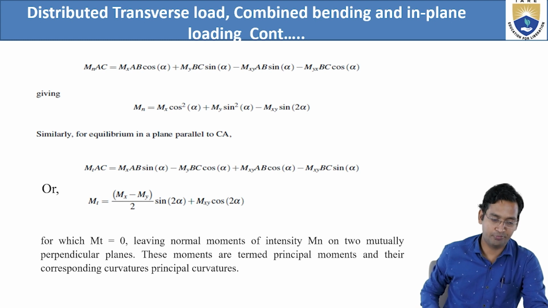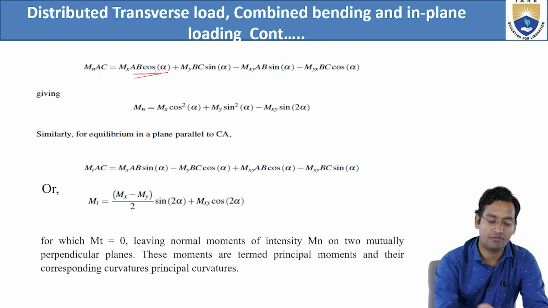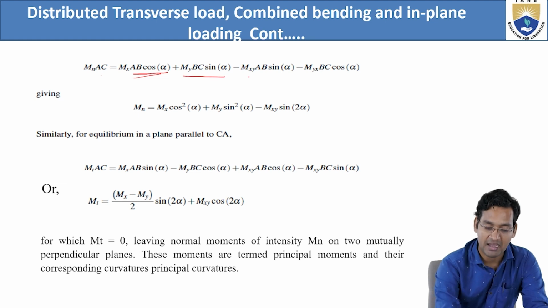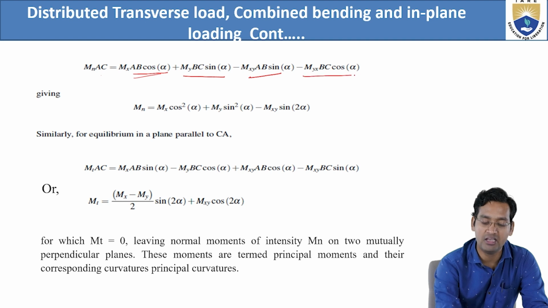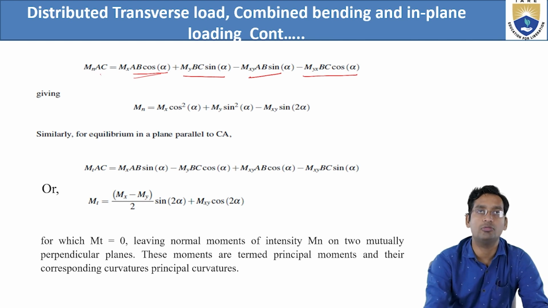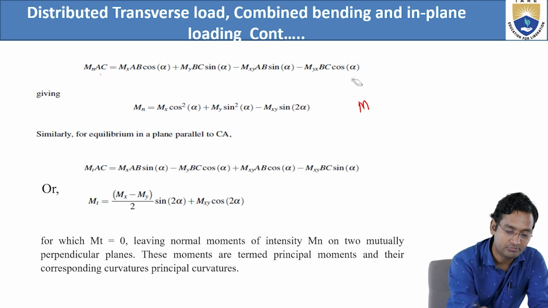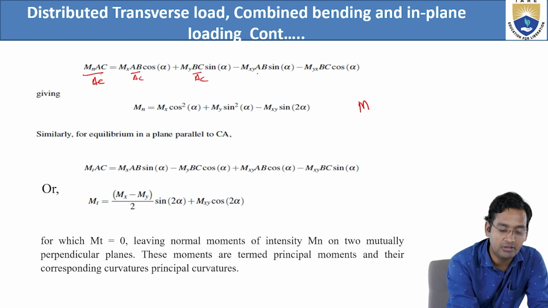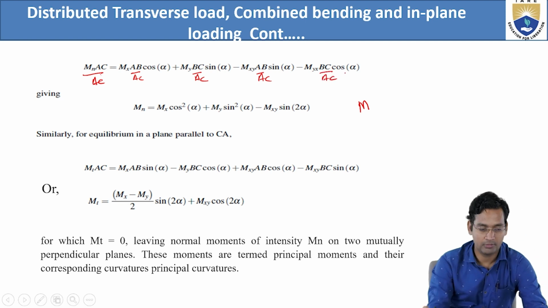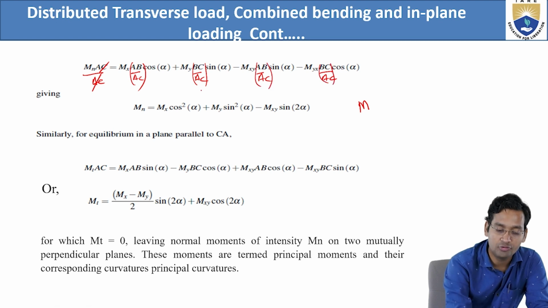Now see the moment equation. Mn into AC equals Mx AB cos alpha, that perpendicular distance being AB cos alpha, plus My into BC sin alpha, minus moment of Mxy AB sin alpha, minus Myx BC cos alpha. Now we divide everything by AC. So this will be Mn by AC by AB by AC, BC by AC, AB by AC, BC by AC. Now this AC will get cancelled.